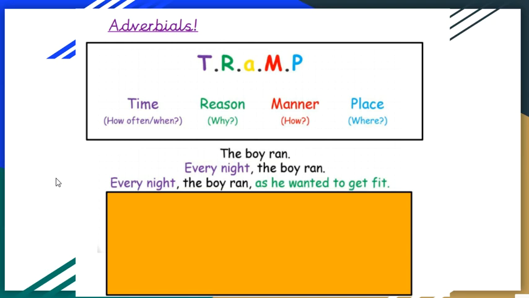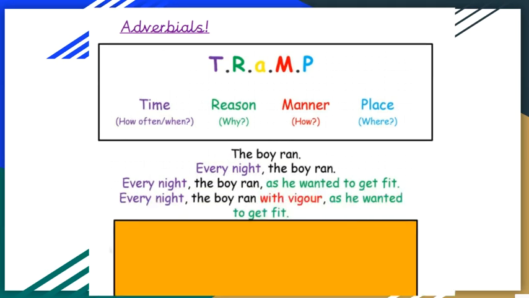Now we could add even more information to that, and we could give a reason as to why he was running. So "every night the boy ran as he wanted to get fit." So it's letting us know why he's running. So now we've got time and reason. This is still our main clause.